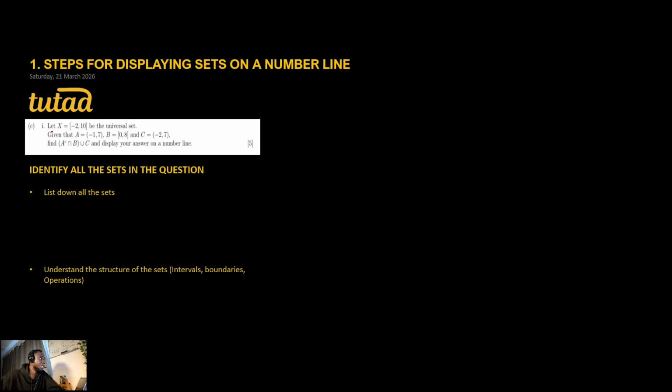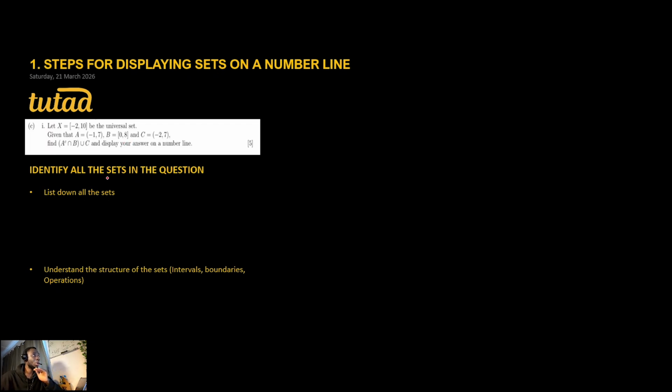The question here reads, let X equals [-2, 10] be the universal set. Given that A is equal to (-1, 7), B is equal to [0, 8), and C is equal to [-2, 7], find A complement intersection B union C and display your answer on a number line. So we're basically being asked to utilize the information we've been given in this question to find A complement intersection B union C and then display our final answer on a number line.